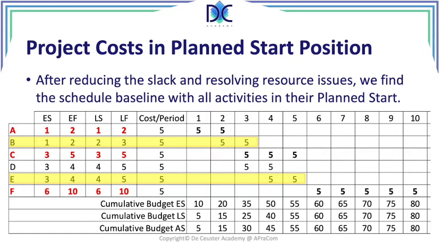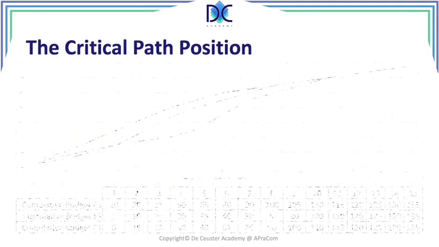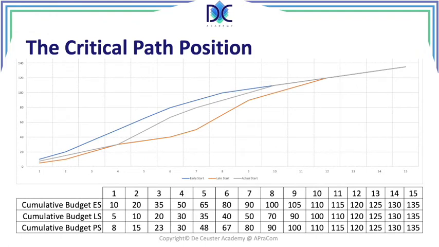Now when we look at the critical path position, here I have another exercise that I used. It's a little bit different. This shows it's a little bit nicer. We have the cumulative budget early start, which is in blue. We have the cumulative budget in late start, which is the reddish orange line. And then we have the cumulative budget in planned start, which is the gray line. And we see the two extreme positions are the blue and the red line. The blue line has all the slack, maximum flexibility, while the red line has no slack, no flexibility. And the gray line is somewhere in between.